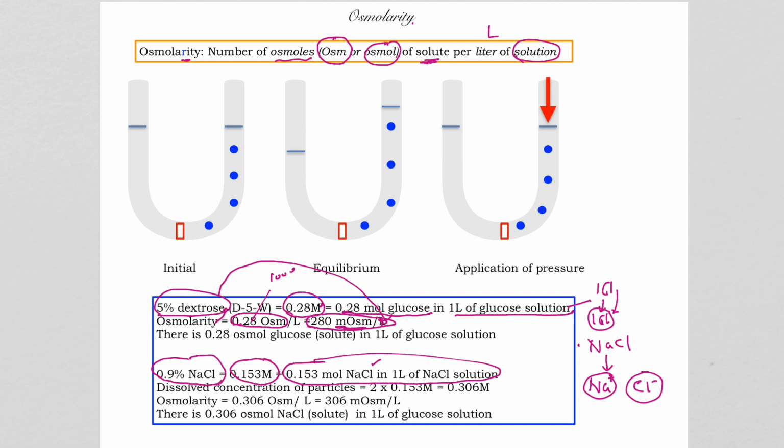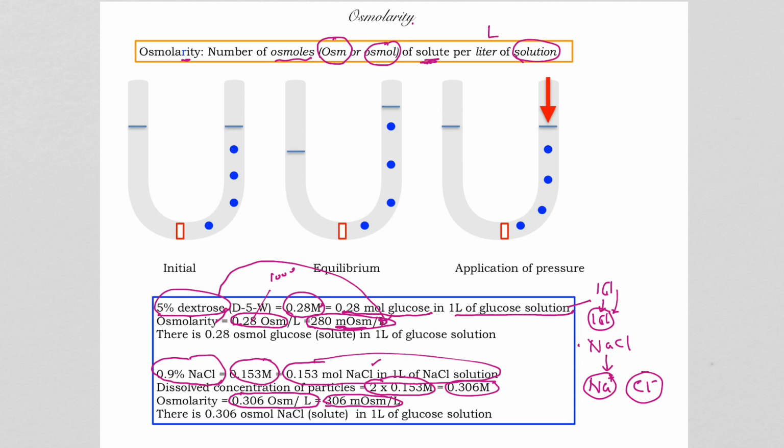So for sodium chloride, because each molecule gives you 2 particles, a sodium ion and a chloride ion, we must multiply the molarity by 2. So for sodium chloride, when we want to do osmolarity, the molarity we have to consider is 0.306. So the osmolarity of sodium chloride is 0.306 osmoles per liter of sodium chloride solution. Or multiply by 1,000, that's 306 milliosmoles per liter of solution.